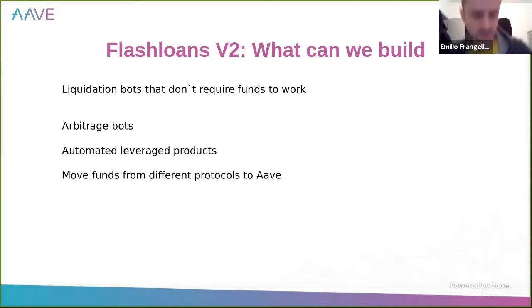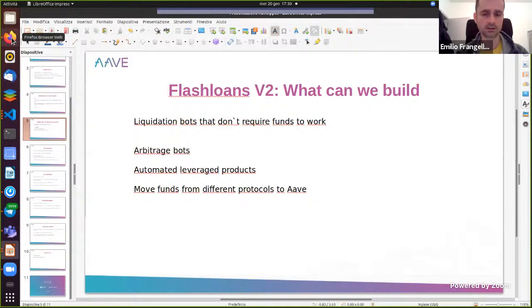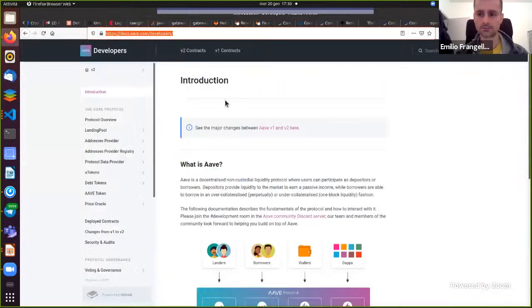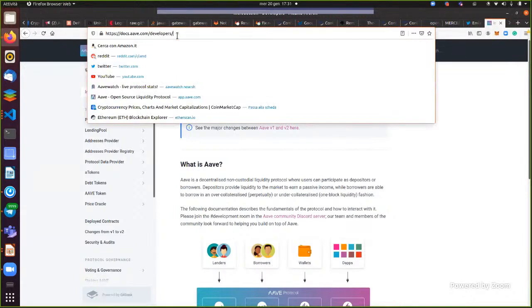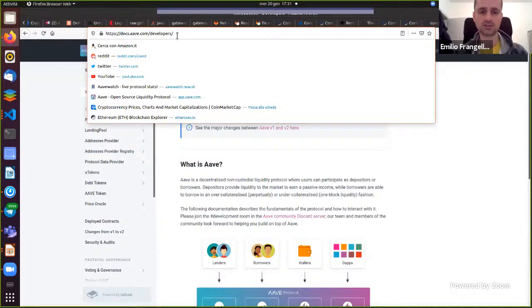Actually, that is interesting. I will stop the presentation for a second. I will show you one transaction, you can still see my screen, right? Yep. Okay. I will show you one transaction using a flash loan that has been executed by a user to move the funds from Aave v1 to Aave v2, which is really cool.